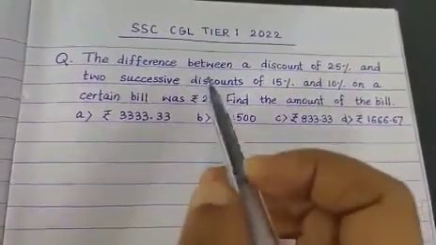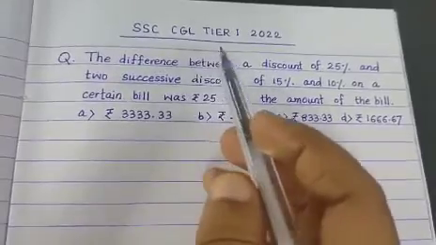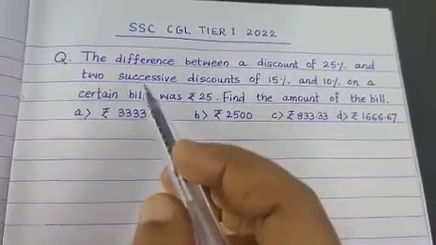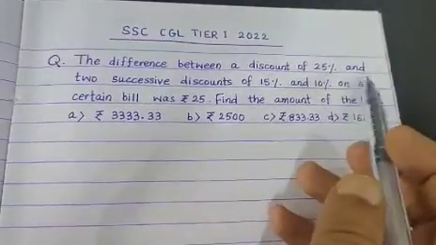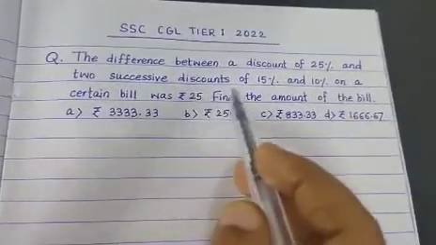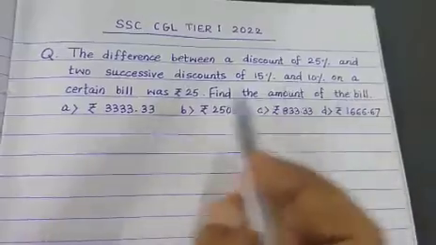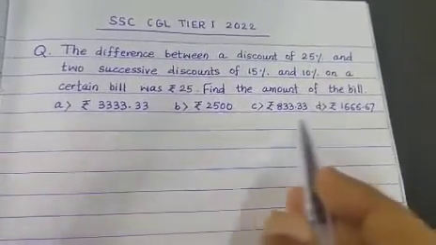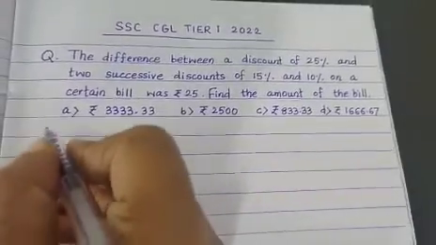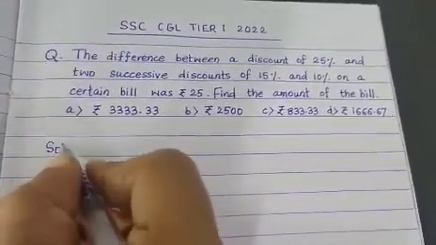So I have taken this question today. It was asked in SSC CGL Tier 1 2022. The question is: the difference between a discount of 25% and two successive discounts of 15% and 10% on a certain bill was rupees 25. Find the amount of the bill. We have been given 4 options. So let's solve the question.